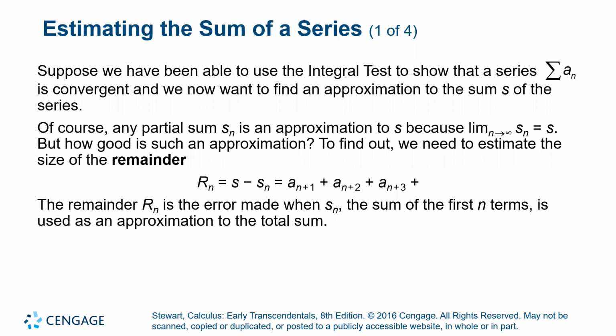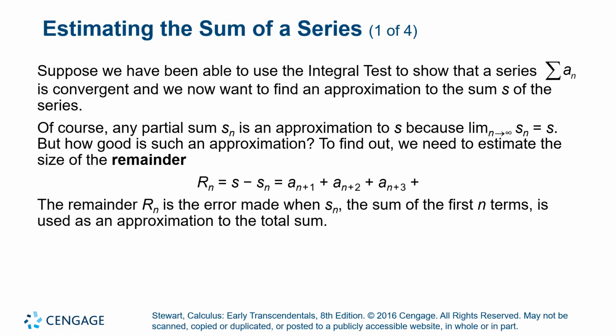Well, any partial sum that you can figure out would be a decent approximation because we know that the sum of a series is simply the limit of the partial sums. We talked about that in 11.2. So the question then would be, how good is the approximation of Sn? What if you don't have the ability to find the partial sum where n is very large? Or what if you're just curious how far off you are?